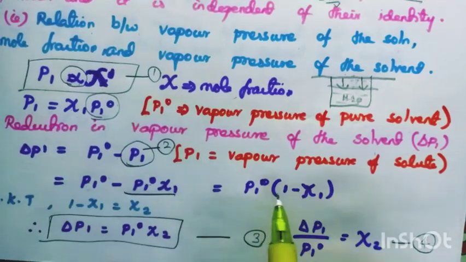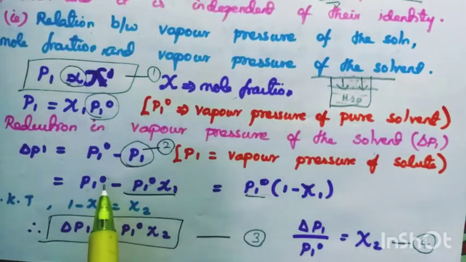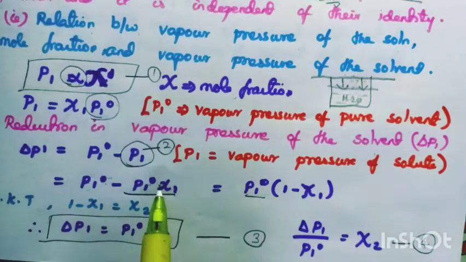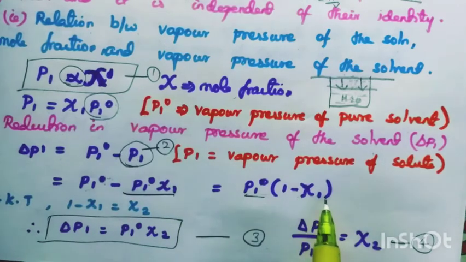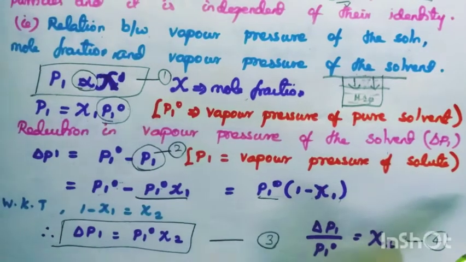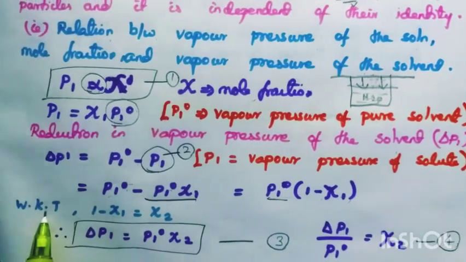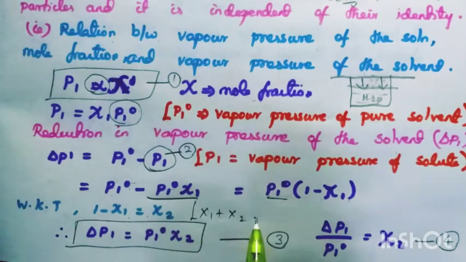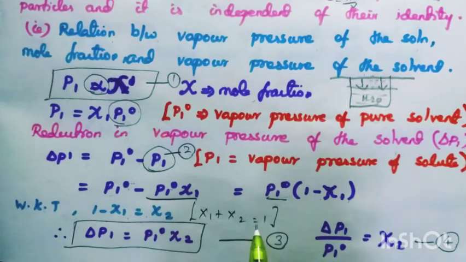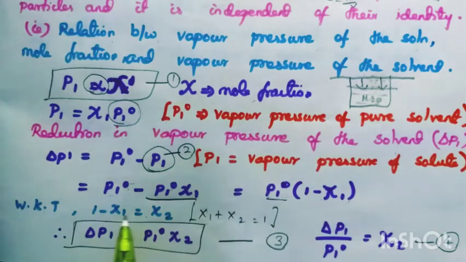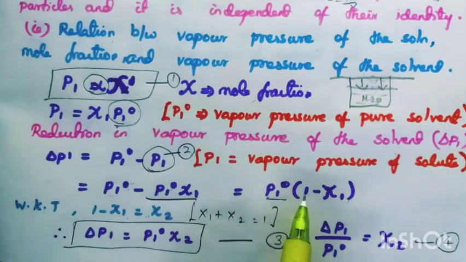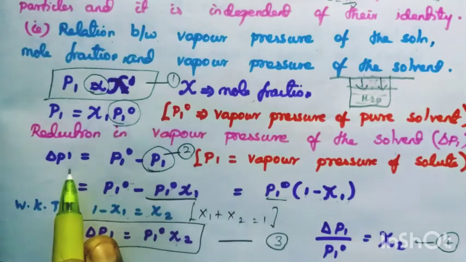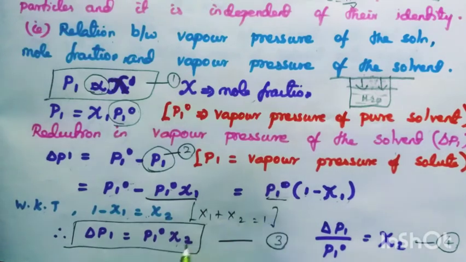We can take this P1 naught outside, no? Yes, P1 naught outside. Here, P1 naught is removed, so here we have to put 1, and here X1 is there. So 1 minus X1. We know that 1 minus X1 is equal to X2, that is X1 plus X2 is equal to 1. The total of the mole fractions is equal to 1, no? So 1 minus X1 is equal to X2. Instead of 1 minus X1, we are placing X2. So now delta P1 is equal to P1 naught into X2.